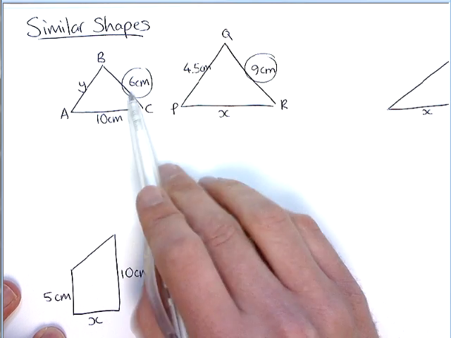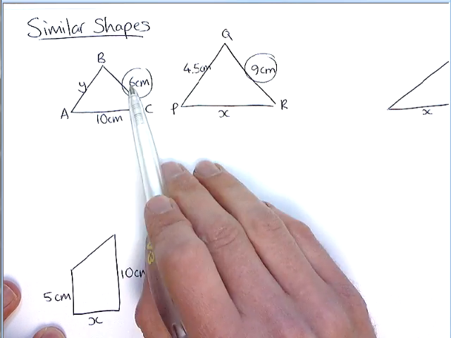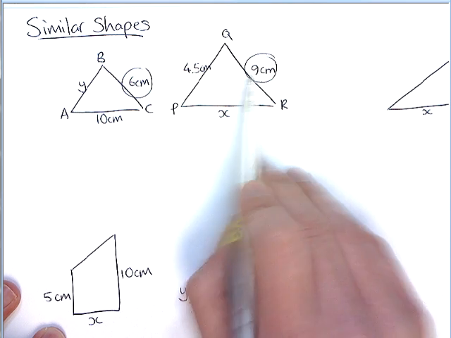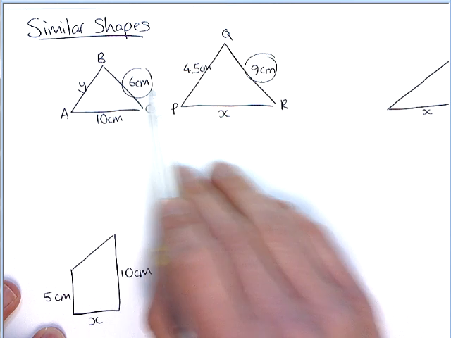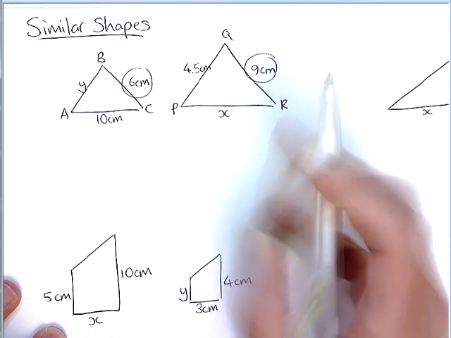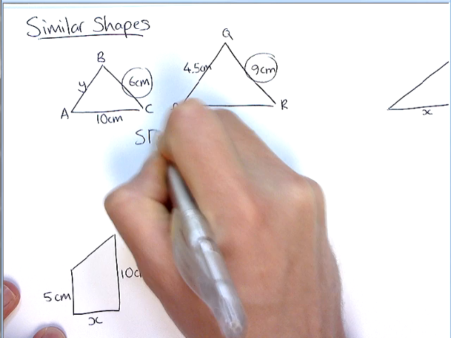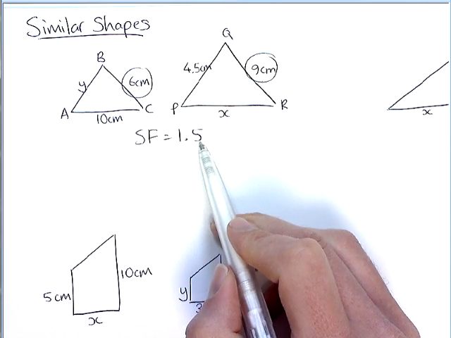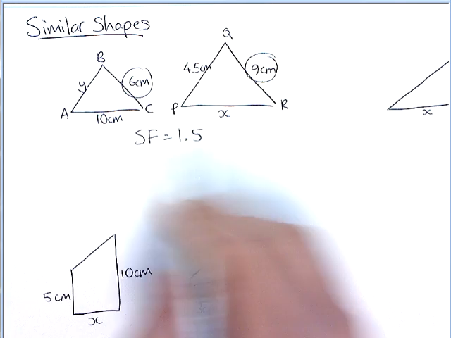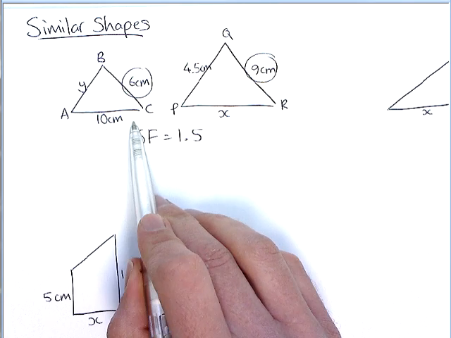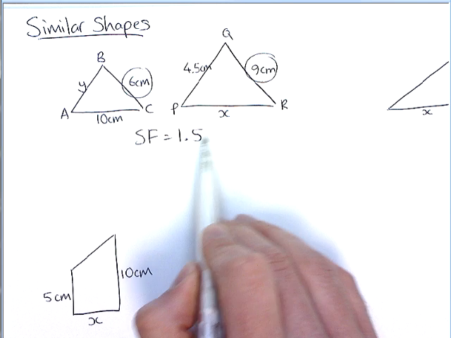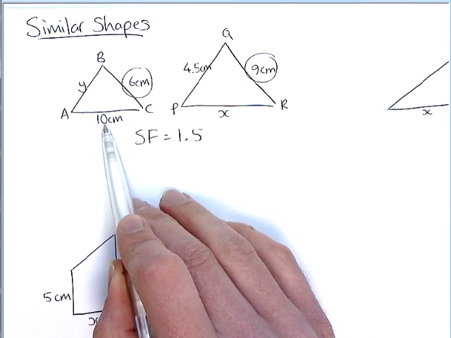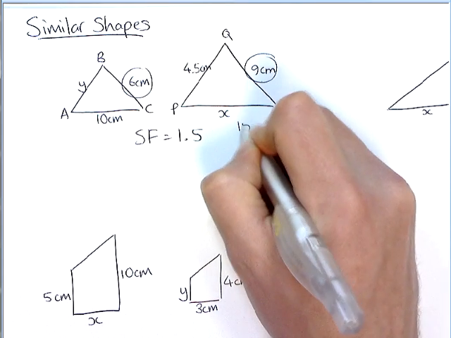I personally just like to look at it and say, right, is this double? No. So I know it's less than double, and in fact I can see that if I add on half of this, I get that, which means the scale factor is 1.5 times bigger. 1.5 is adding on an extra half. So using that knowledge, if this is 10, I've got to times this by 1.5 to get to x. So half of this is 5. If I add that on, this one must be 15.